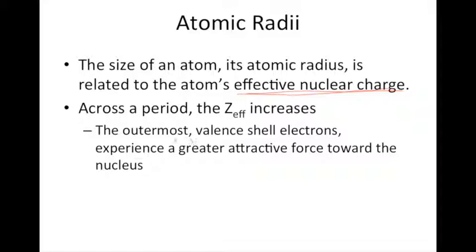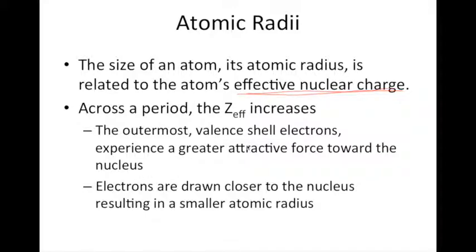So as the effective nuclear charge increases from left to right across a period, the valence electrons experience a greater effective nuclear charge, and this causes those electrons to be drawn closer to the nucleus, resulting in a smaller atomic radius. So even though we are adding electrons, they're added to the valence shell. Valence electrons provide less shielding. We are increasing the actual nuclear charge, and so those valence electrons and all the electrons, the core electrons as well, are drawn closer to the nucleus, resulting in decreasing atomic radii across a period.